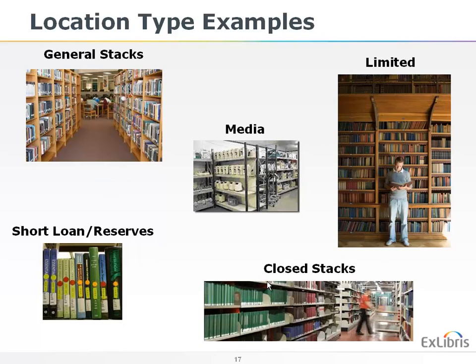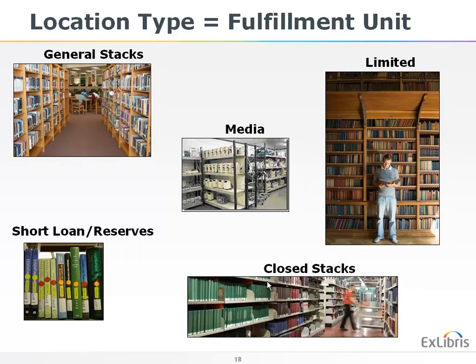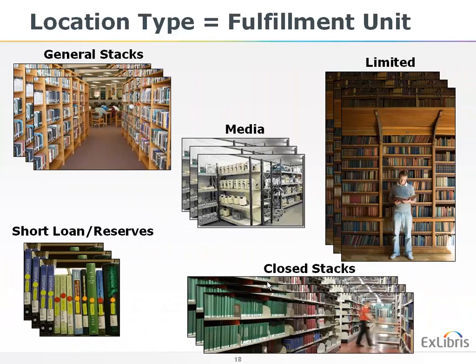Typically, a library has several different types of locations, for example, open stacks, course reserves, media, etc., each with its own circulation policies. Alma gathers all the locations of a given type in all the libraries of the institution into what we call a fulfillment unit. A fulfillment unit is simply a list of all locations of the same type. And, since locations of the same type contain items which circulate the same way, a fulfillment unit actually contains all the items in all the libraries which circulate the same way.